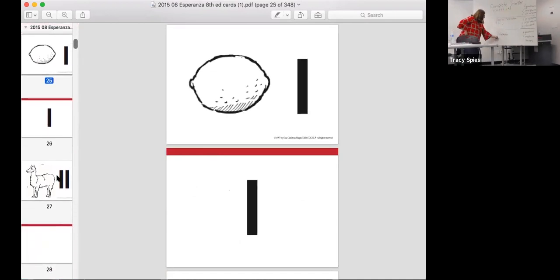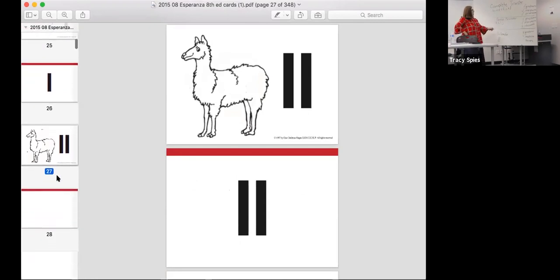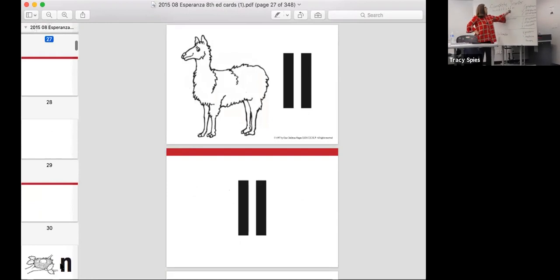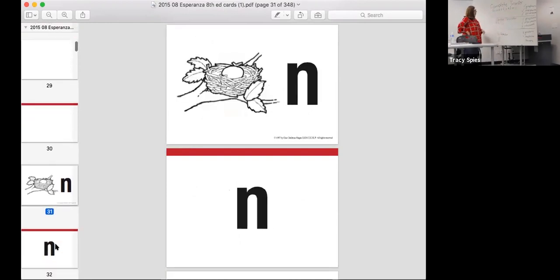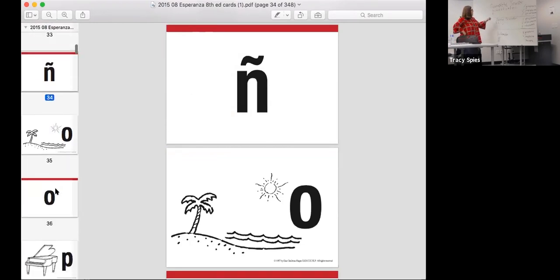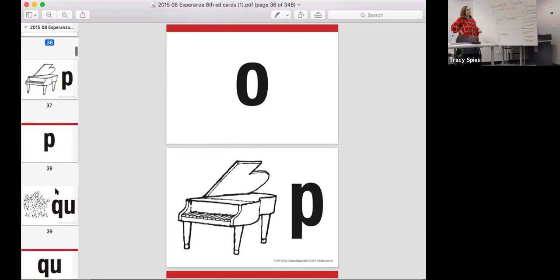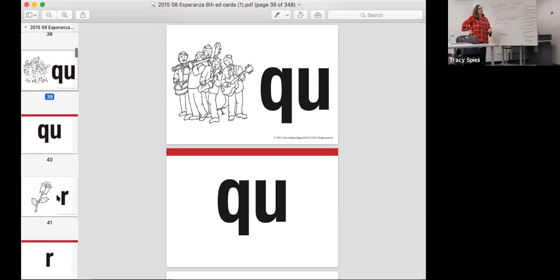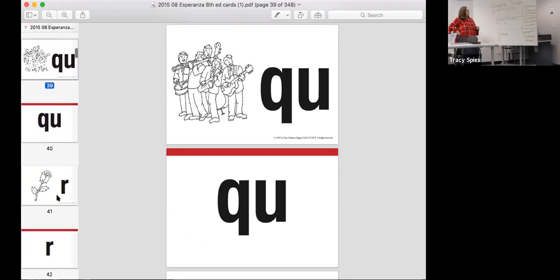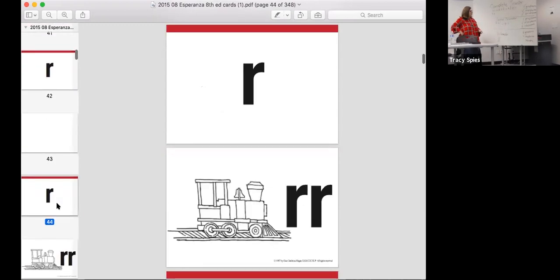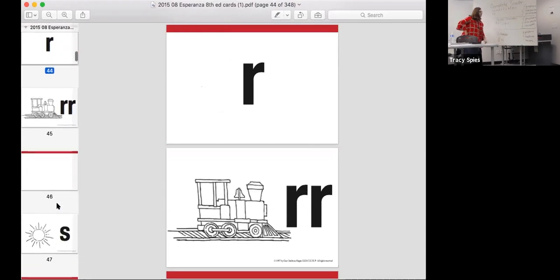The double L does not transfer. The M works, mamá. The N works, nido, nest. My long O can work, océano, ocean, that's pretty close. My P works, piano. My QU is partial, say quintet. In Spanish we say quinteto, group of five. My R is trilled in Spanish but not in English. We don't have the double R.